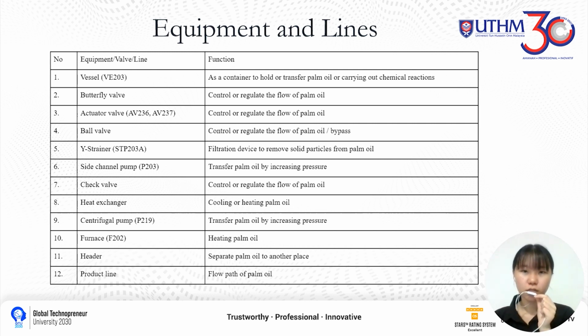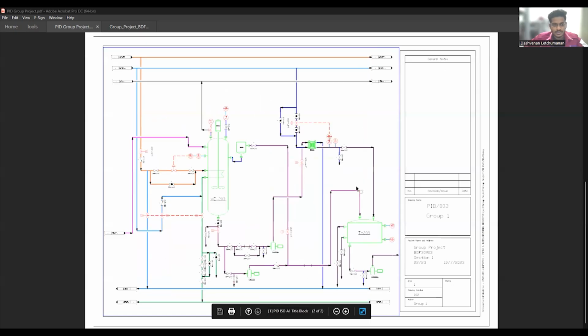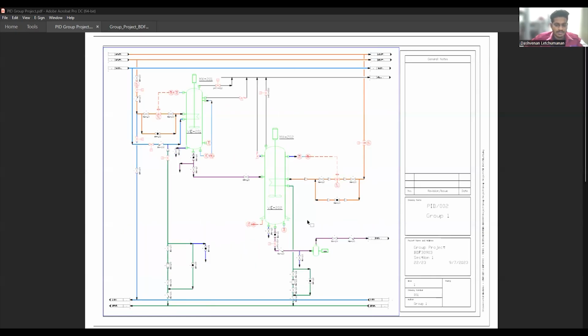We have a furnace to heat palm oil. A heater to separate palm oil to another place. A heat exchanger for cooling or heating palm oil. And lastly, the line in T209 is a product line, which is the flow path of palm oil. So this is the first P&ID diagram, and the second P&ID diagram is extracted from the actual P&ID diagram of the biodiesel plant at UTHM.